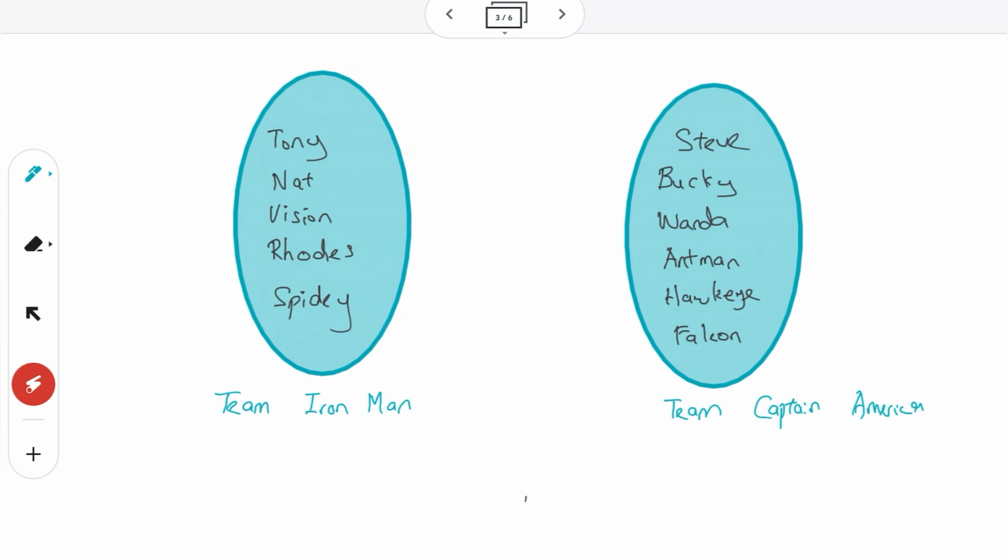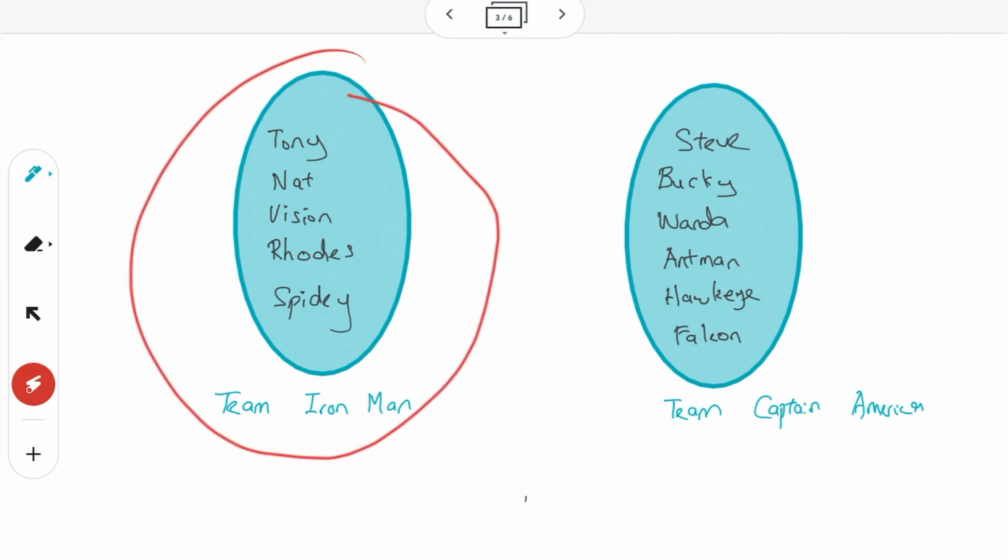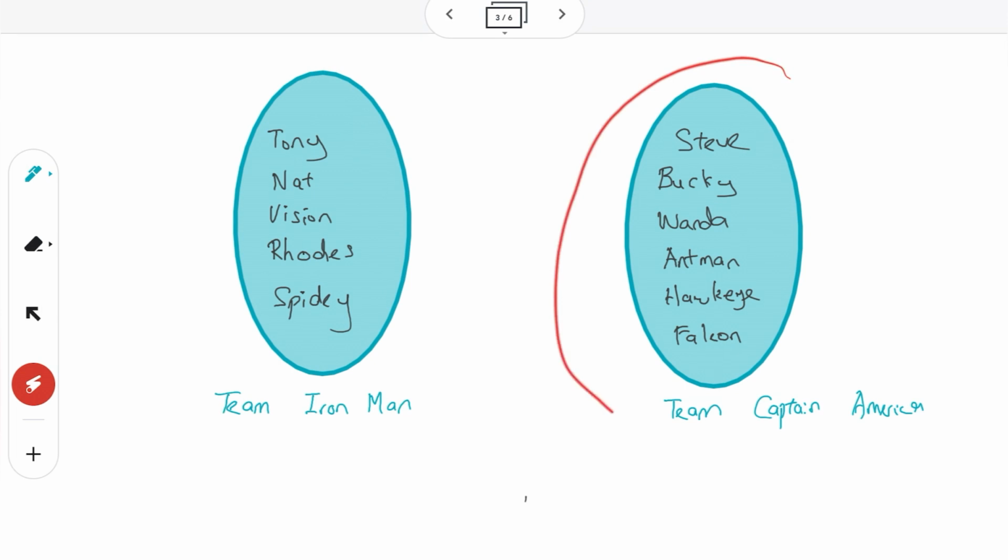Now, let us talk about some terminology. Here I have two sets of data. By the way, the data doesn't have to be numbers, it can be anything. And here I'm going to use names and people. But of course, in your SPM examinations, it's almost always going to be numbers. So in this case, I have two sets of data. First is a group of people. Let's call them Team Iron Man. And the second group of people, Team Captain America.